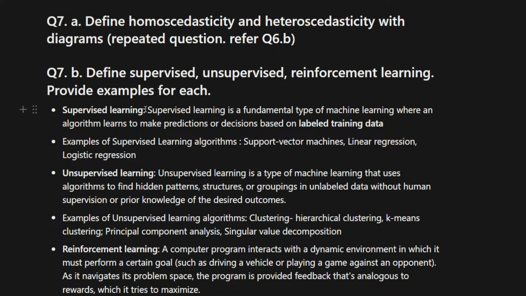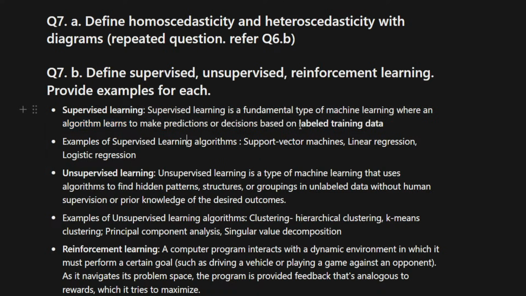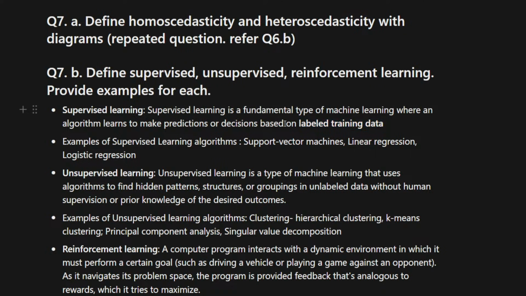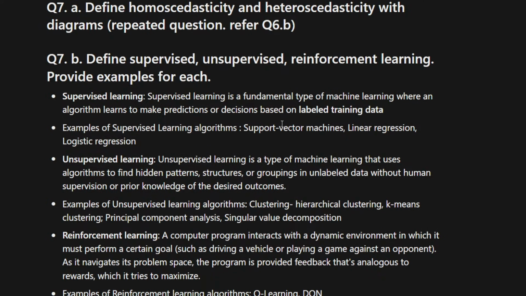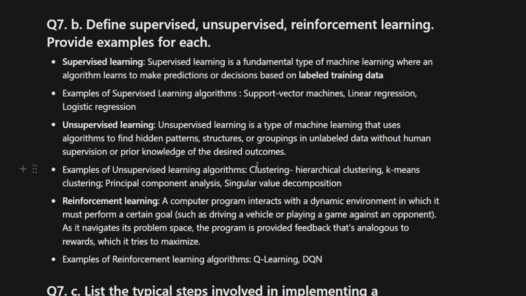It's a straightforward question. You have to write the formal definition for supervised learning. Again, I have emphasized the important keywords with bold letters here. So make sure that you don't miss those keywords. And examples: support vector machine, SVM, linear regression, logistic regression, etc. Unsupervised learning, here's the definition. Examples: clustering, k-means clustering, etc.